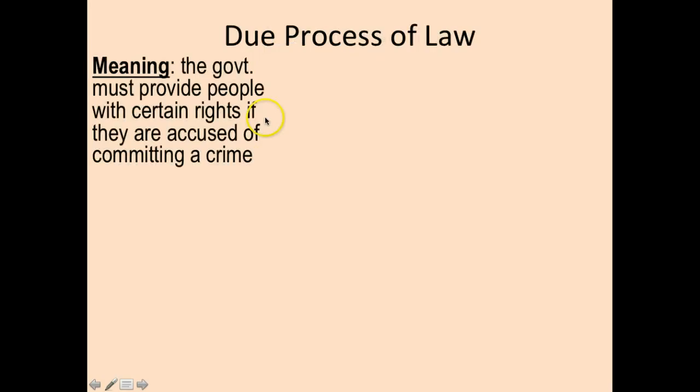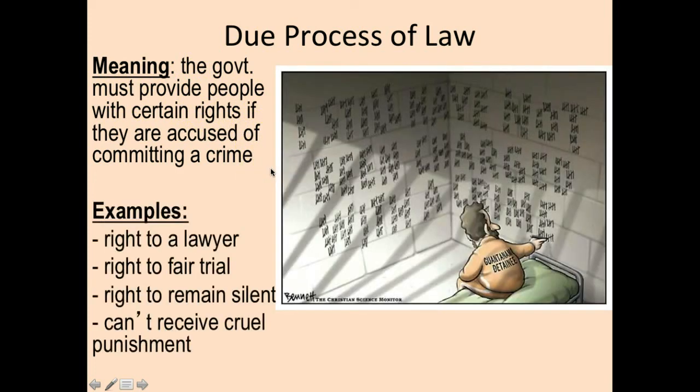And then the last principle you should be familiar with is, in my opinion, the most important: due process of law. And here the definition is: the government must provide people with certain rights if they are accused of committing a crime. And so this specifically is called procedural due process, but don't just focus on the words due process. Here are some examples, and this is just a short list.